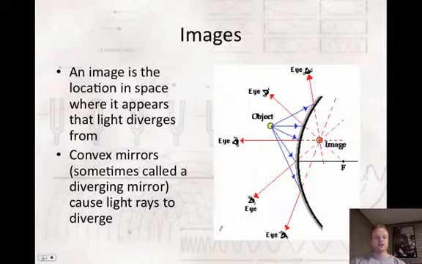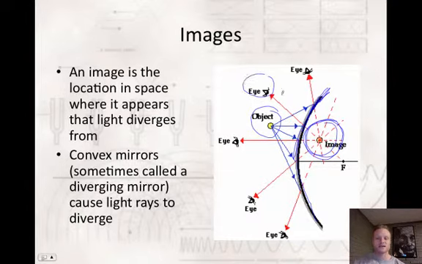An image, again, is basically a location in space where it appears that light diverges from. Here is a convex mirror, right here, this black line, and there's an object put in front of it. Light comes off this object, hits the convex mirror, and an image is formed behind the mirror. So if your eye was here, you would see the image there. If your eye was here, you'd see the image there again, and so forth.